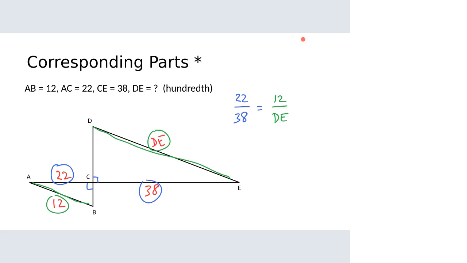From here, we'll cross multiply and have 12 times 38 is 456. And that's 22 times DE. Next, I'll divide both sides by 22. And 456 divided by 22 is 20.727, and that keeps going.